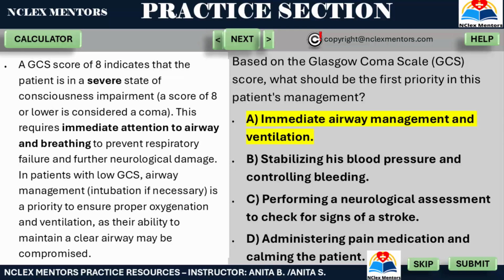The correct answer is Option A, immediate airway management and ventilation. A GCS score of 8 indicates that the patient is in a severe state of consciousness impairment. A score of 8 or lower is considered a coma. This requires immediate attention to airway and breathing to prevent respiratory failure and further neurological damage. In patients with low GCS, airway management, intubation if necessary, is a priority to ensure proper oxygenation and ventilation, as their ability to maintain a clear airway may be compromised.